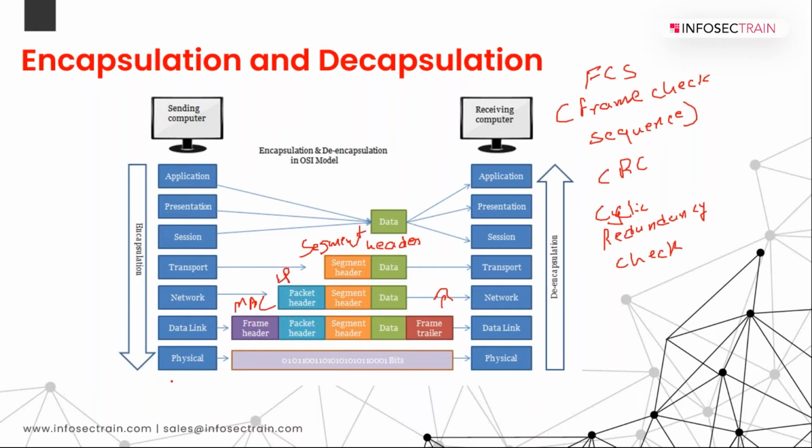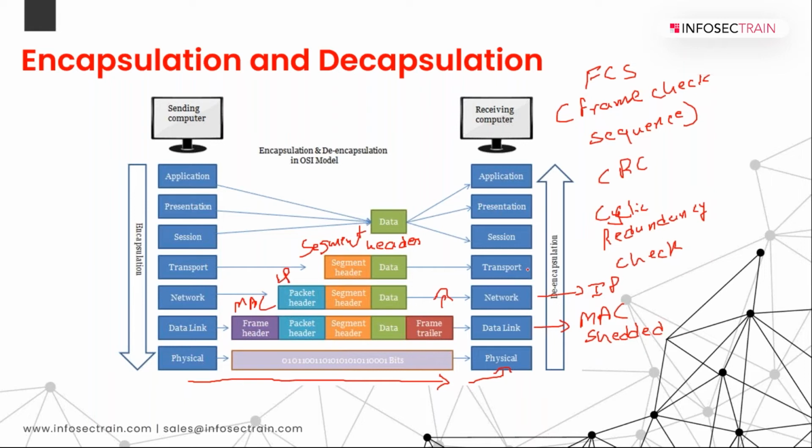Then at the physical layer, the data is converted into bits, as you can see over here. The shredding of IP addresses and MAC addresses and all the headers is called decapsulation or de-encapsulation, right? So what happens at the data link layer? The MAC address is shredded. Then at the network layer, it checks the IP address and it shreds the IP address.